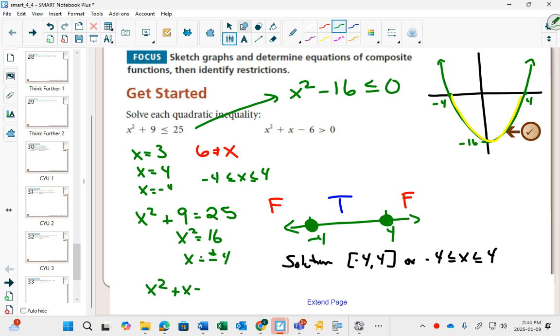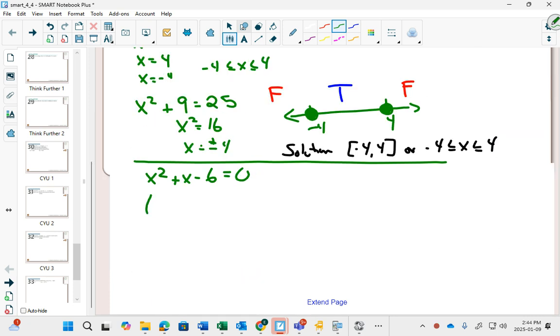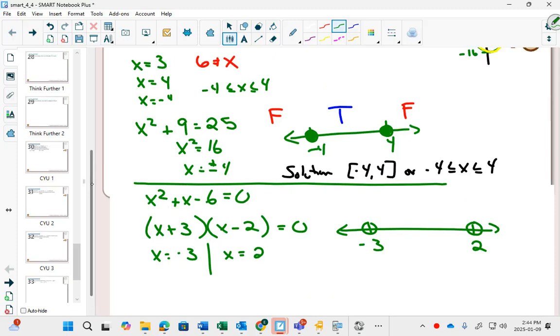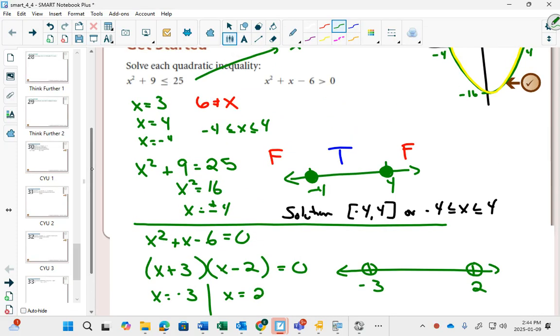x squared plus x minus 6, I'd first make it equal to 0. It factors nicely to x plus 3 and x minus 2, so our solutions are x equals negative 3 and x equals 2. I draw my number line, I add negative 3 and 2, and this time I leave the circles open because the original inequality didn't have an equal sign. Those were the values that made it equal. So leaving the circles open is a reminder for myself that those are not part of the solution.